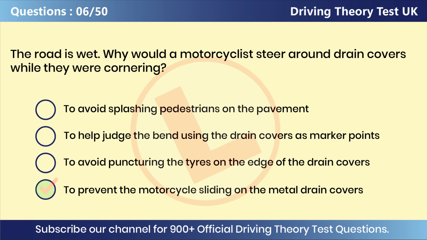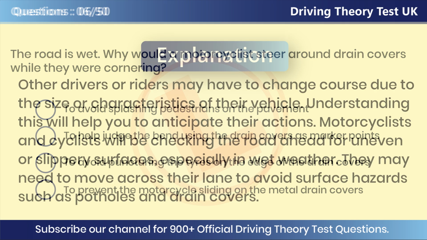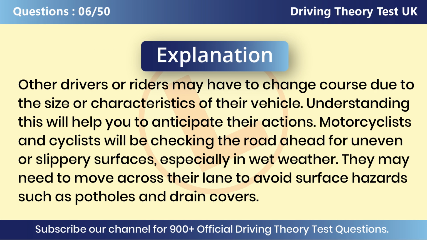D. To prevent the motorcycle sliding on the metal drain covers. Other drivers or riders may have to change course due to the size or characteristics of their vehicle. Understanding this will help you to anticipate their actions. Motorcyclists and cyclists will be checking the road ahead for uneven or slippery surfaces, especially in wet weather. They may need to move across their lane to avoid surface hazards such as potholes and drain covers.